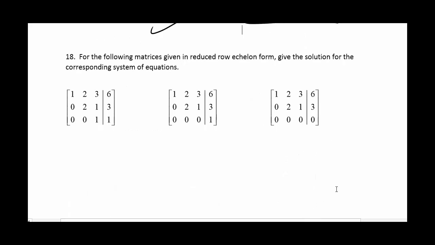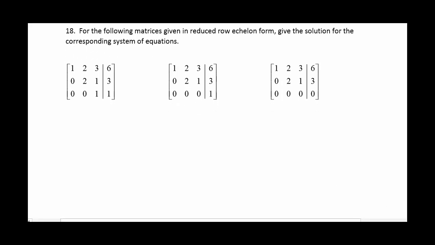All right, number 18. For the following matrices in reduced row echelon form, give the solution to the corresponding equations. Okay, so the trick here is to recognize what form it is and then answer the question that corresponds to it. So in the first one, I'm going to look at the bottom row and I see 0, 0, 1, 1. What that tells me is that z is 1, and so I can use back substitution to figure out x and y. So then I'm going to go to the second row, which is 2y plus z equals 3.